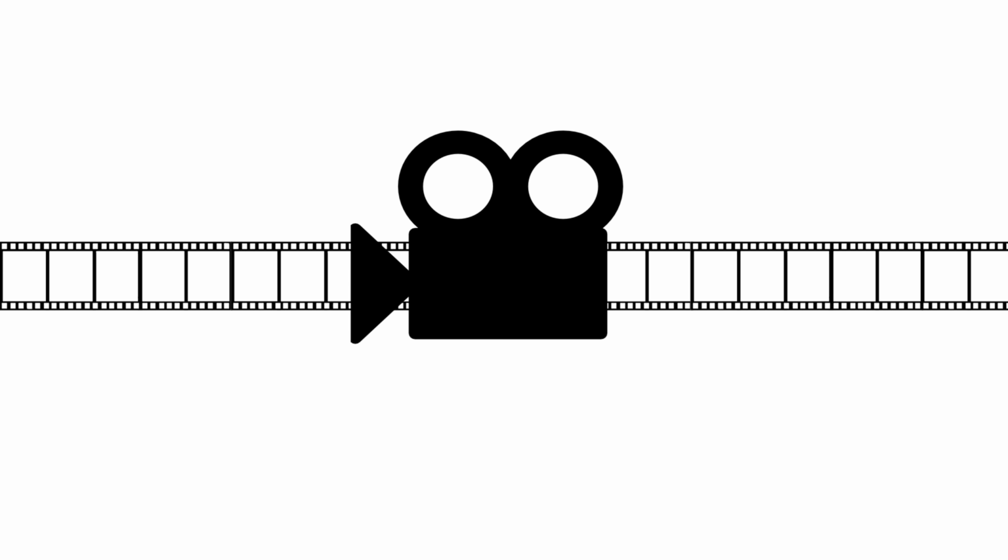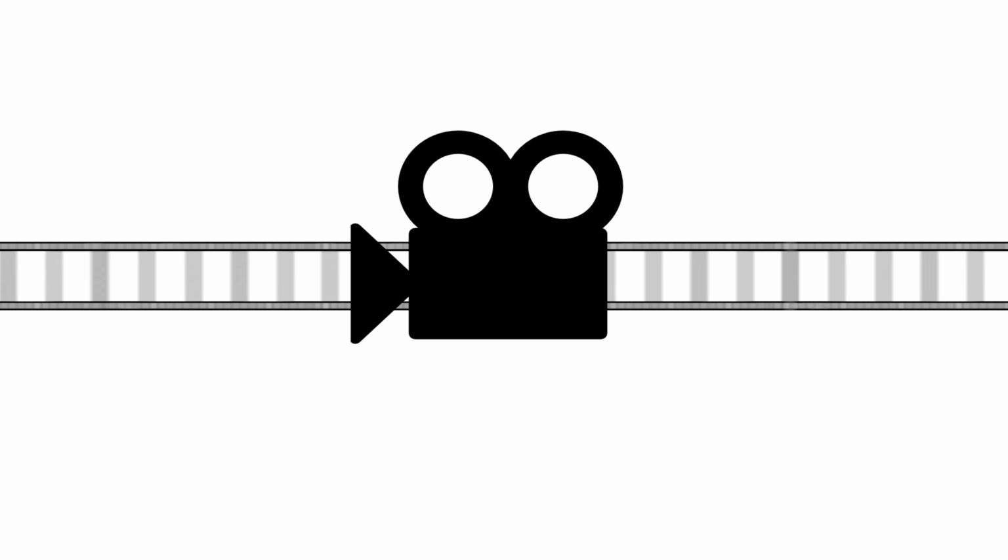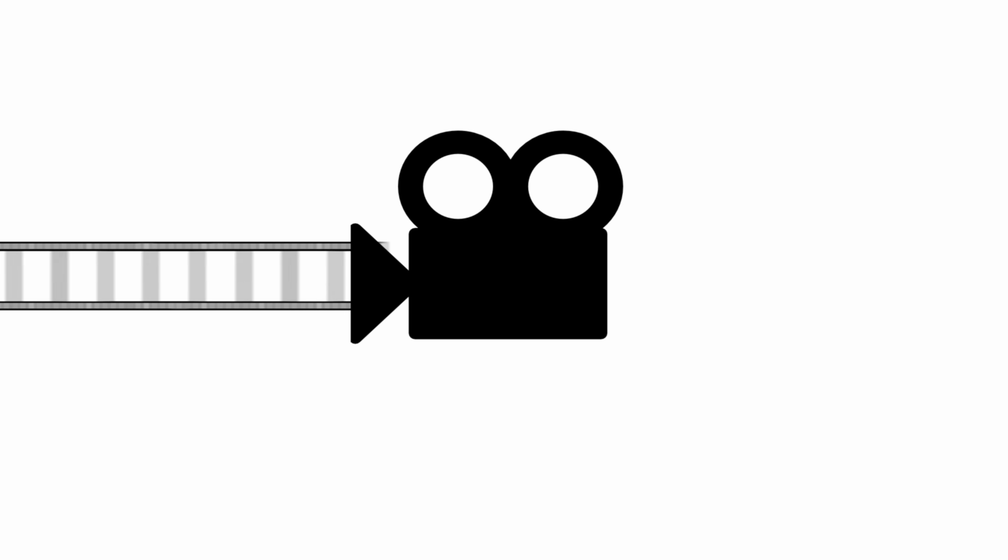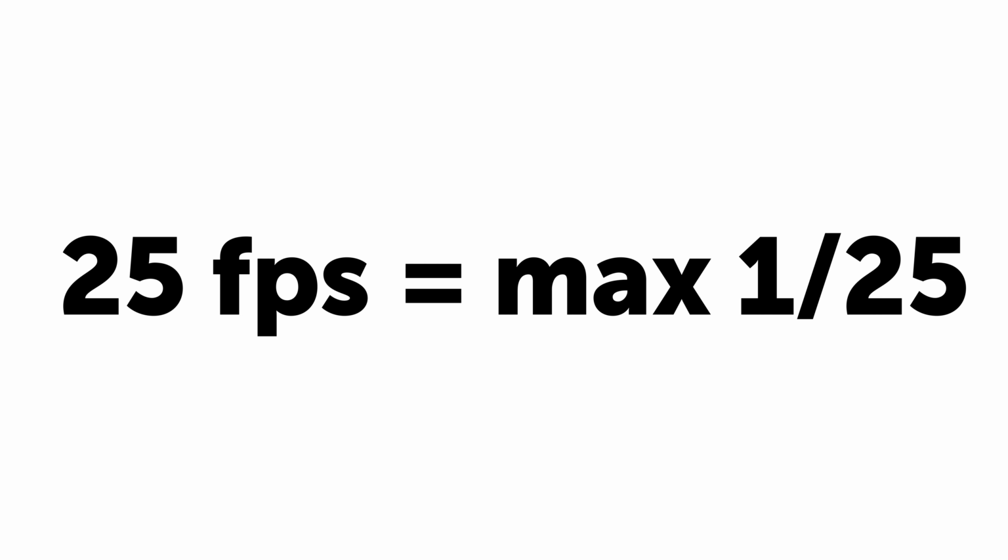Now, the best way to picture this is with a good old-fashioned film strip. When film goes through a movie camera at a certain speed, there's a limit at which a single frame can be exposed. The limit is 1/FPS of a second. So with 25 frames per second, one frame can be exposed for a maximum of 1/25 of a second.